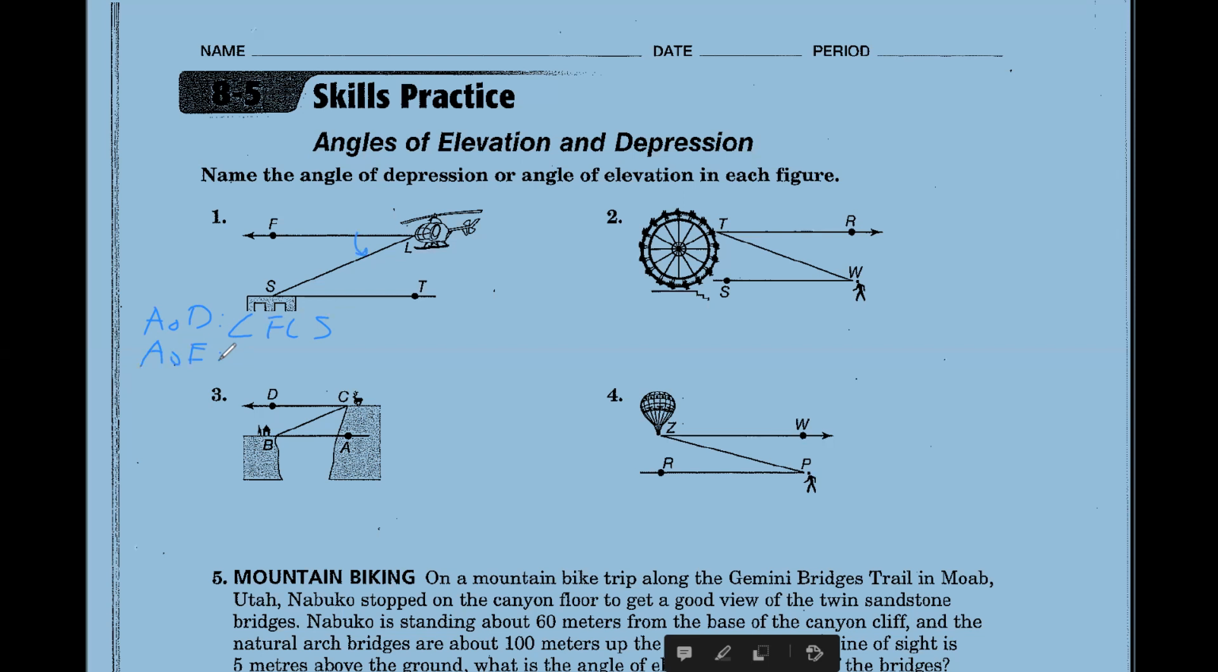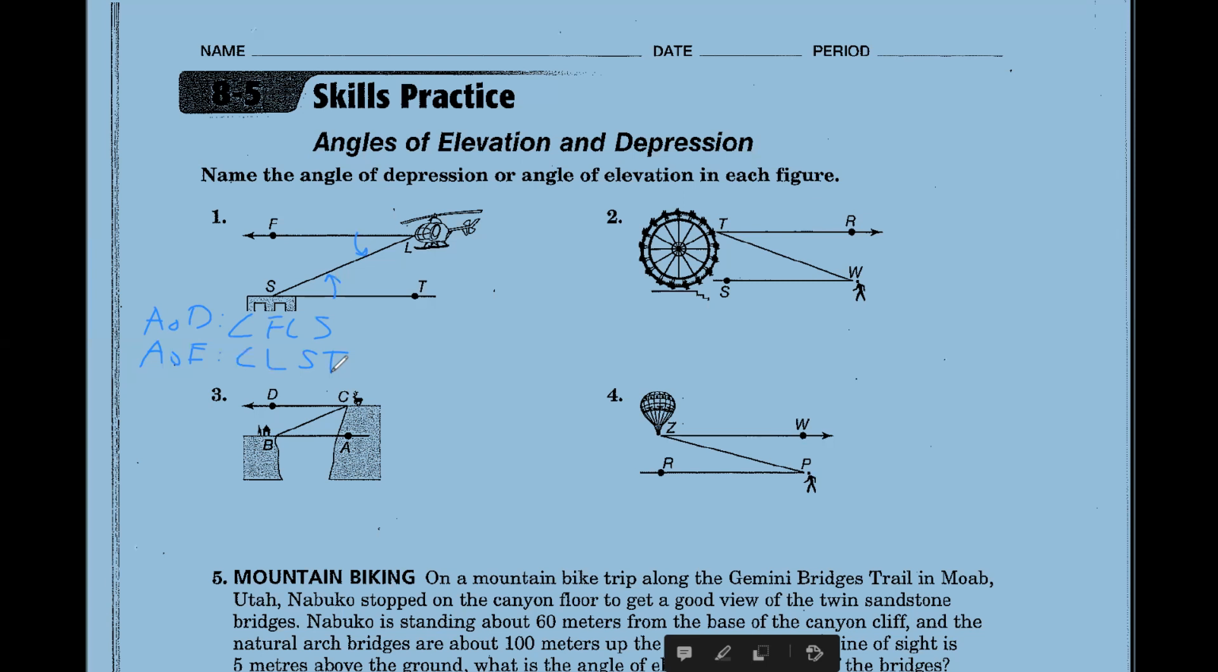So it'll be what? So that was depression. Now elevation is going from a horizontal up. So that's angle what? You could say it a couple different ways, but LST or TSL, that works. Did I have any 3 letters on these? No, on this one I could have just done the 1 letter for the vertex because there's only one angle coming out of that vertex. So if I wanted to call the angle of depression just angle L, that would have been fine. Or angle of elevation, angle S, that would have been fine. Because again, there is only one angle drawn.